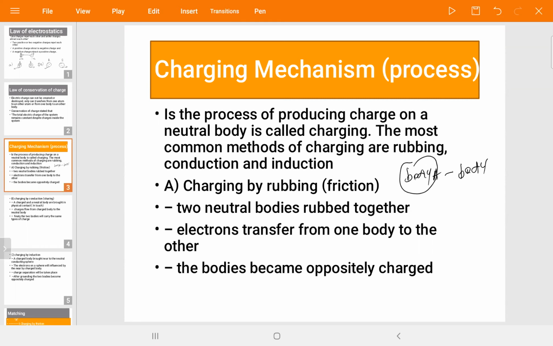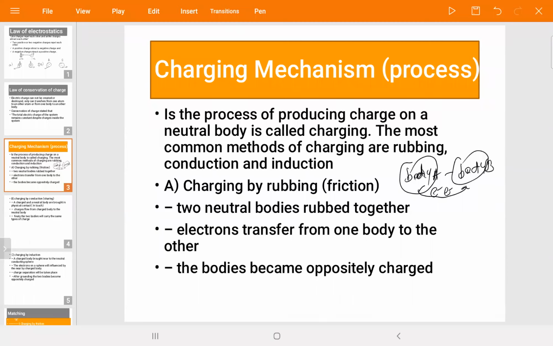If these two bodies are in friction, one against the other, then there will be an exchange of electrons from body A to body B. Assume electrons are transferred from body A to body B based on their electronegativity. Electrons will transfer from one body to another body. Then body A will be with a deficiency of electrons, and body B becomes with a surplus of electrons.